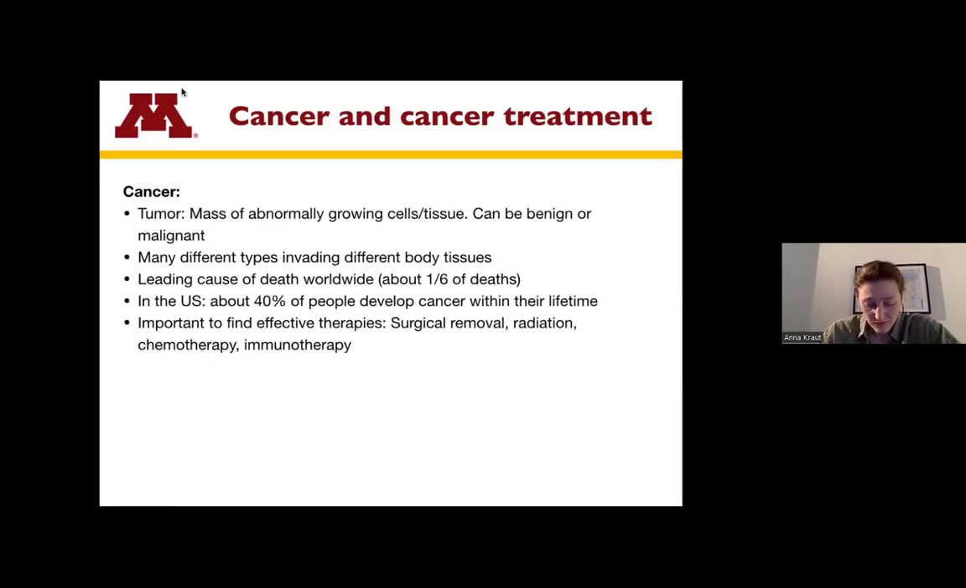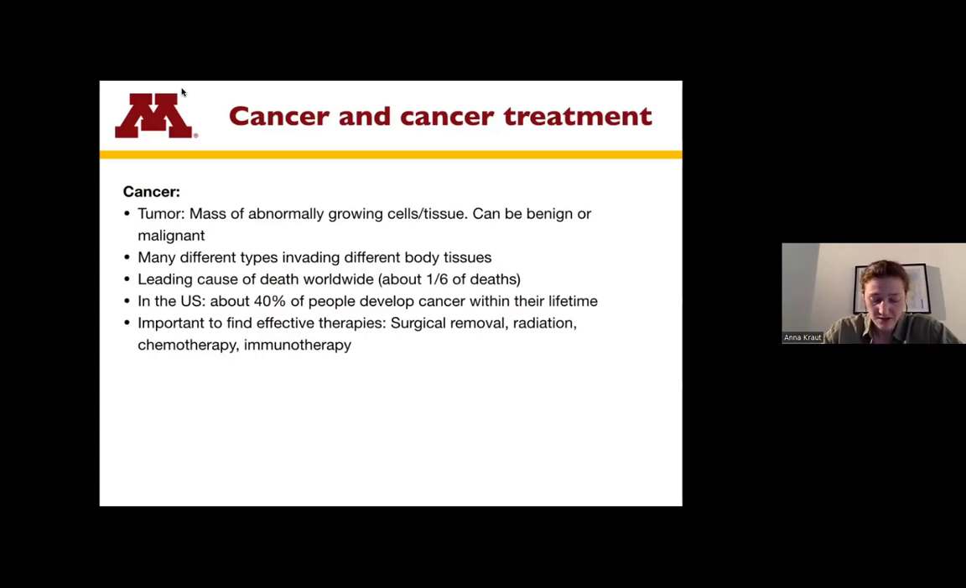And so generally there's this distinction, but I'm more or less going to refer to tumors and cancers as the same thing in the upcoming slides. And there are a ton of different types of tumors, basically one for every part of your body.